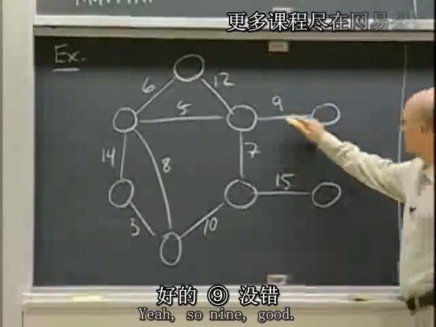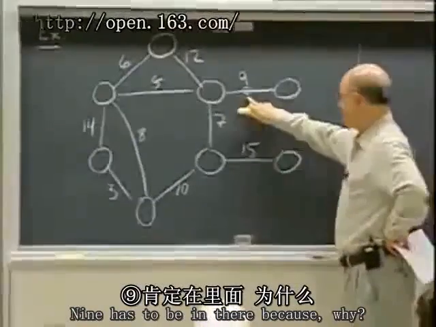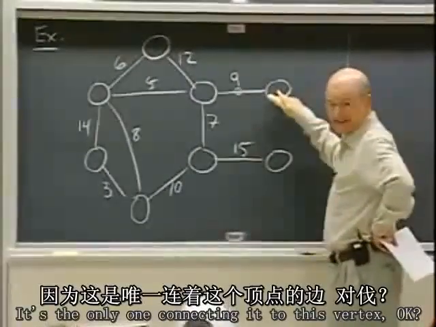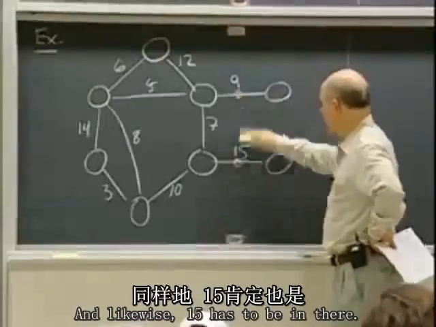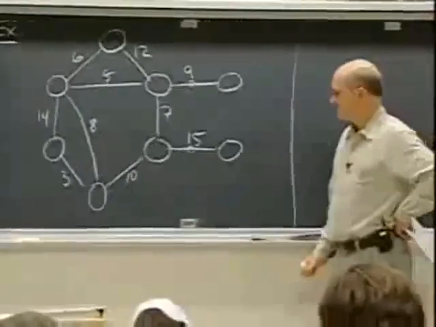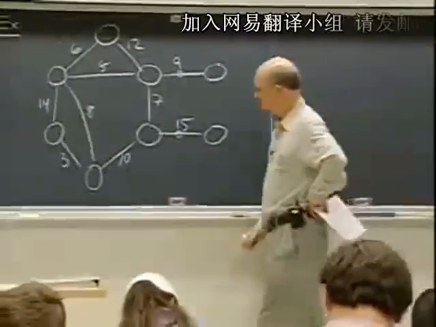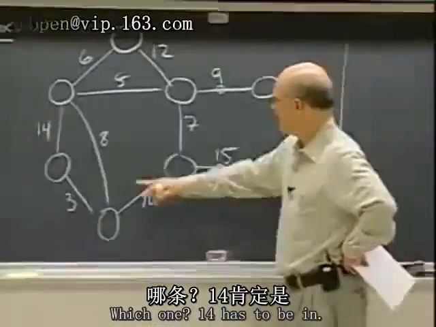Yeah, so 9, good. 9 has to be in there because why? It's the only one connecting it to this vertex, right? And likewise 15 has to be in there. So those both have to be in. What other edges have to be in? 14. Which one? 14. 14 has to be in.